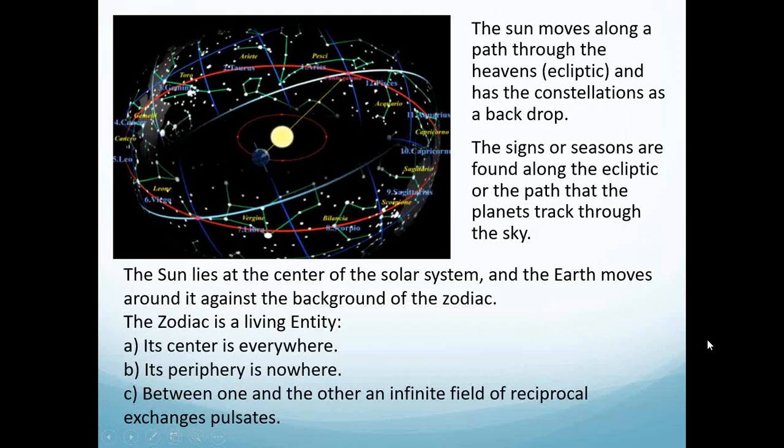So like we have said, the zodiac, the constellations are living, they're alive. So the zodiac is a living entity. We are told its center is everywhere. Its periphery is nowhere. And between one and the other, an infinite field of reciprocal exchanges pulsates. So energies are given off constantly, and we'll get into that a little bit more later. And they almost speak to each other, if I can use that crude way of describing it, with various energies.